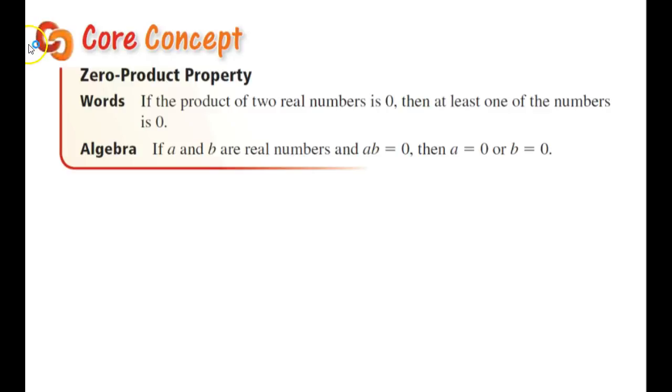So now let's look at the zero product property. The zero product property means that if the product of two real numbers, so if I multiply two things together, if that product is 0, then at least one of the numbers is 0. So if I have a and b, and those are my real numbers, and I'm multiplying them together to get 0, then I know that a equals 0 or b equals 0. So that's going to help us when we solve these polynomials.